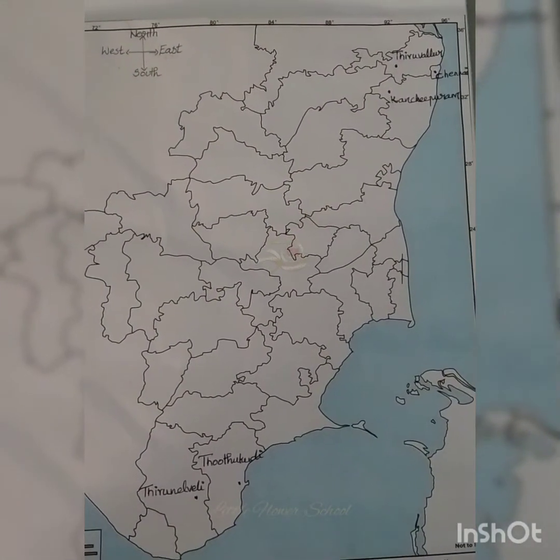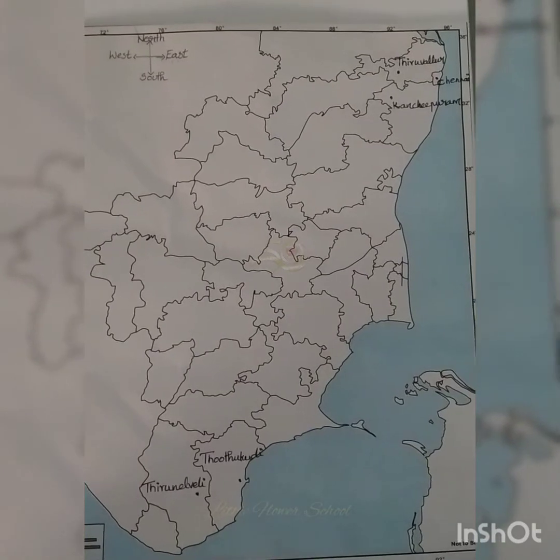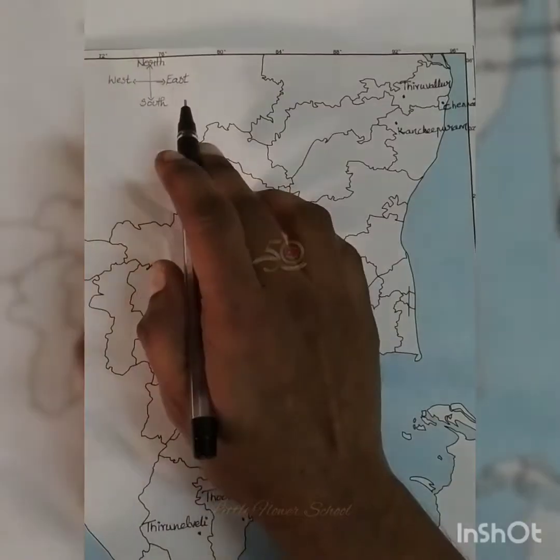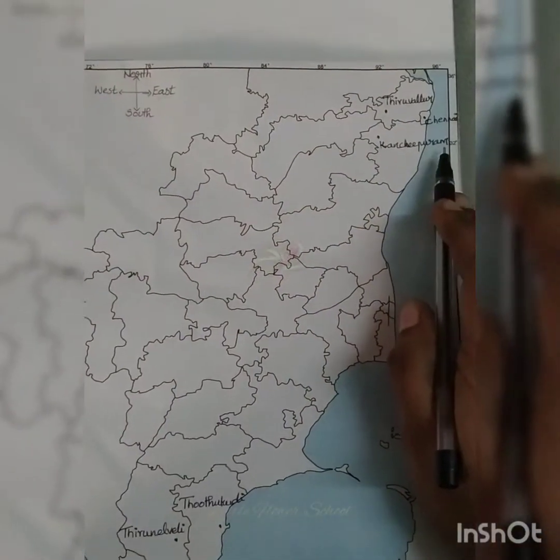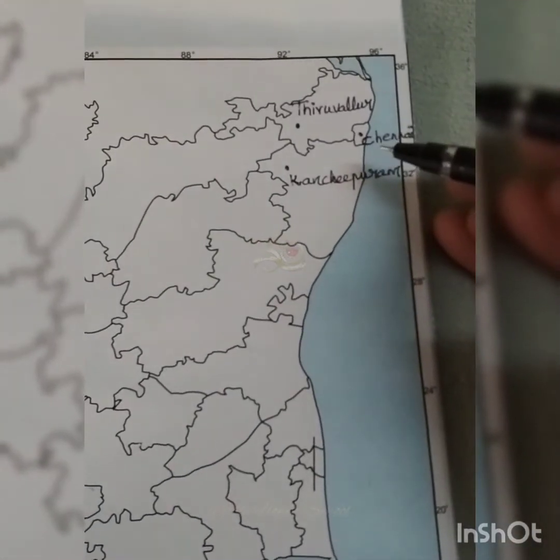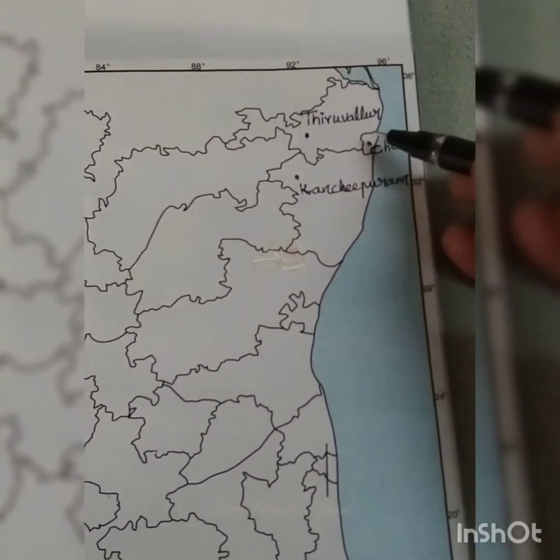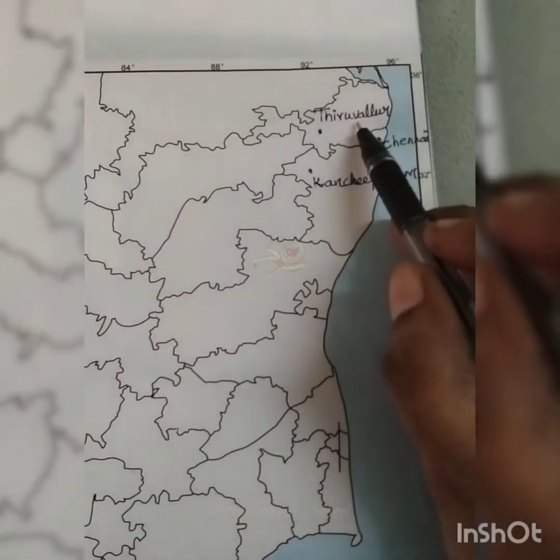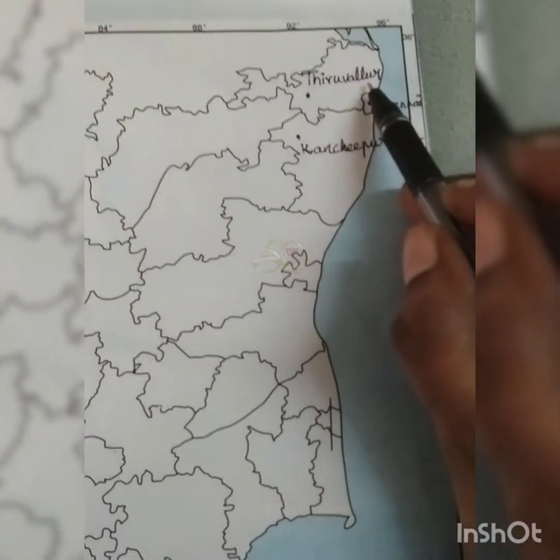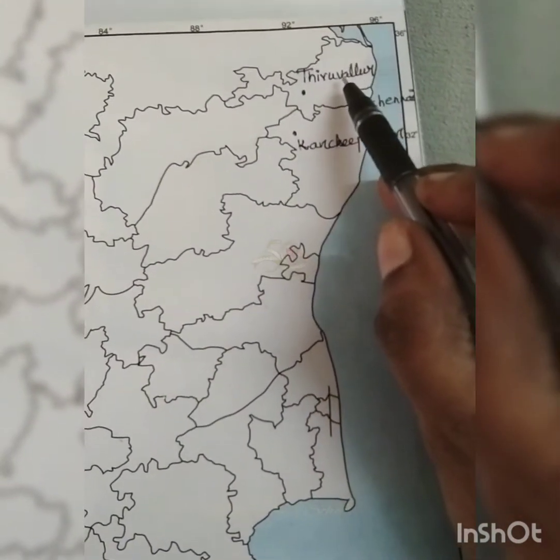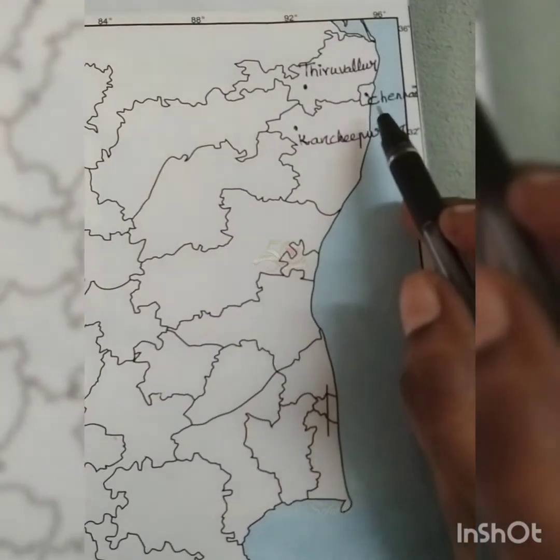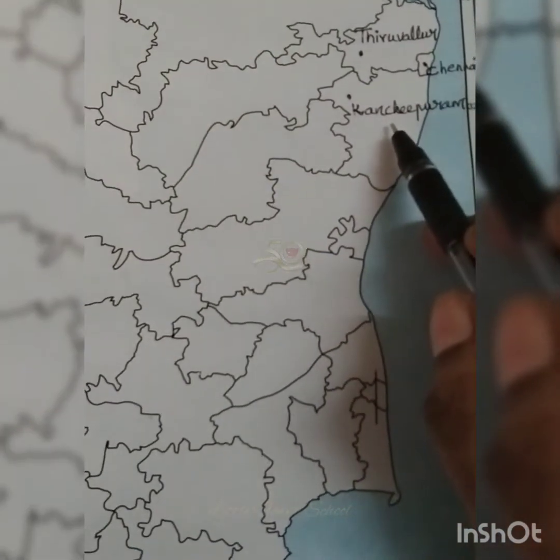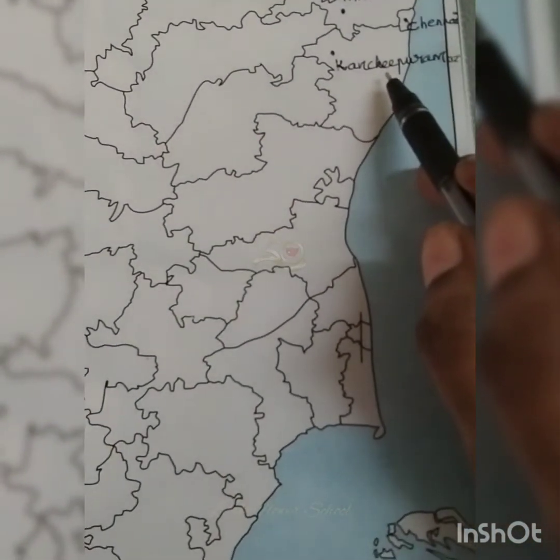So children, see, I have completed the districts. What are the districts I have given? Chennai, Tiruvallur, Kanchipuram, Tirunelveli and Thoothukudi. See the directions. East side on your map. See here. Chennai, the small place. It is Chennai. So write it Chennai. And top to Chennai is Tiruvallur. And next to Chennai is Kanchipuram. Mark it clearly, children. Got it?